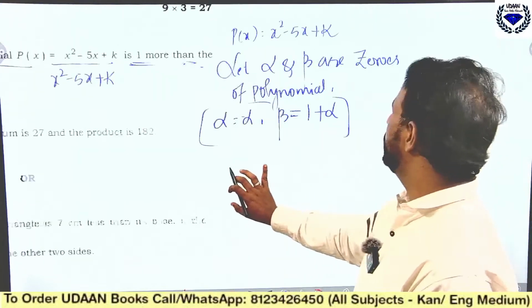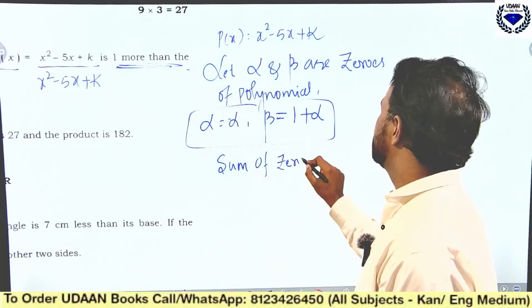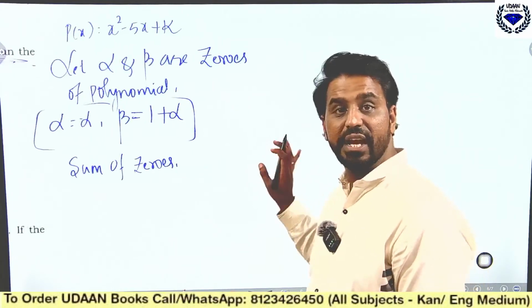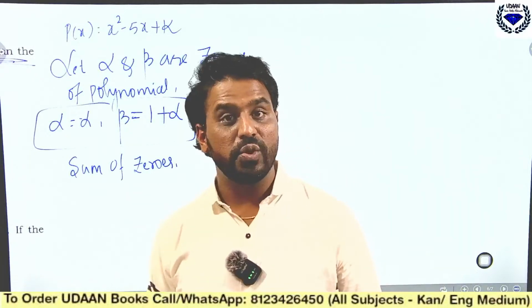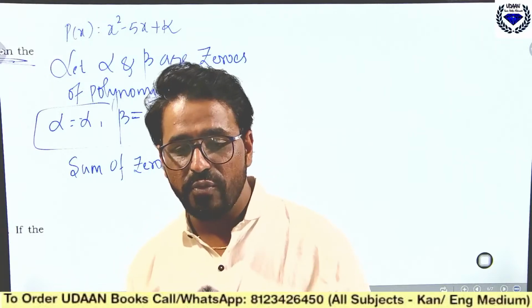Now what you should do? You should find the sum of zeros. So what is the formula for the sum of zeros? Can somebody comment in the comment section below so that I can get to know what is the formula for the sum of zeros? Yes, let me know what is the formula for the sum of zeros.